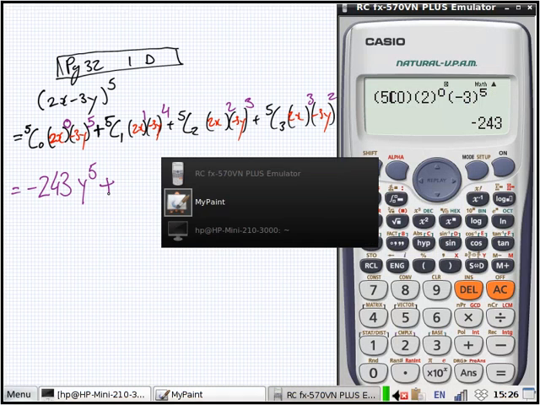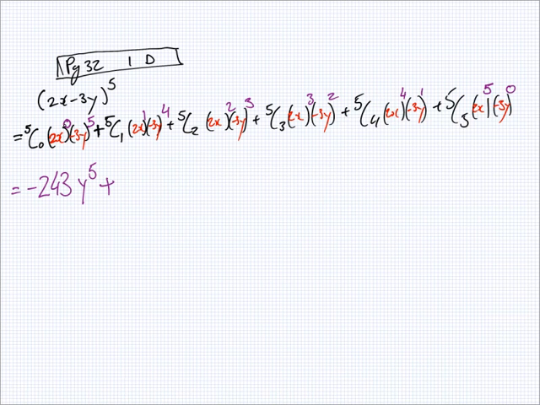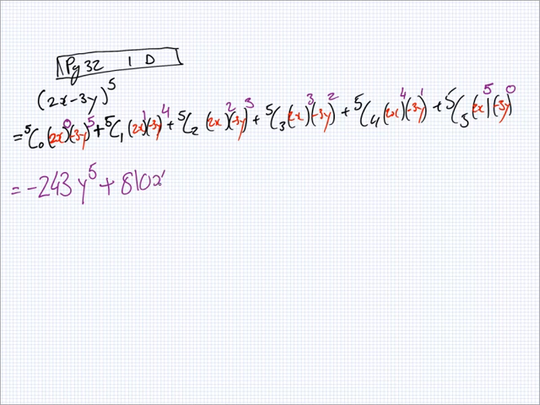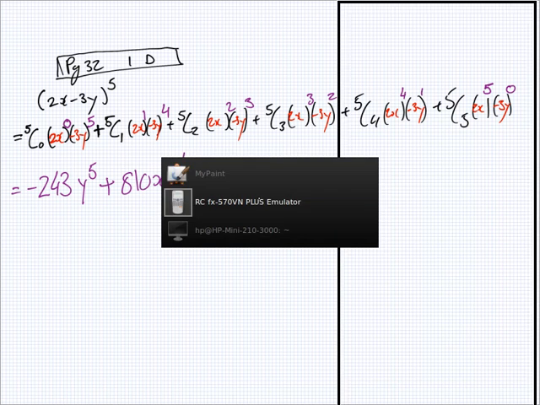Why no x's? Because x power 0 is 1, so it's like it's gone. And y power 5 is y power 5. Right, what do I need to change now in the calculator? Does the 5 stay the same? Yes. The 0? No, change it to 1, power 1. And then this one, 4. So 810 is next: 810 x y to the 4. Okay, now the next one.